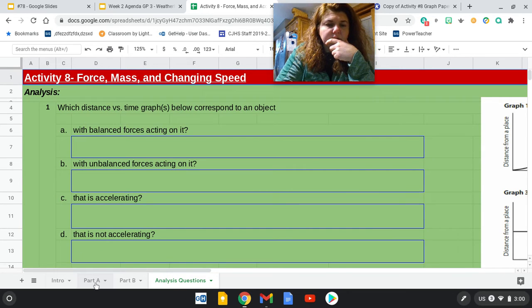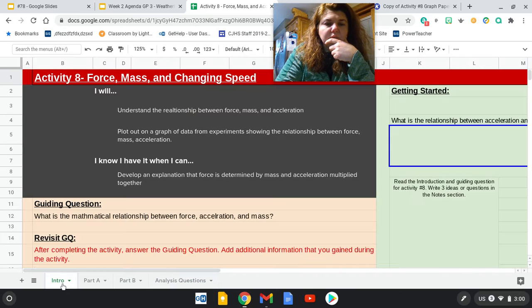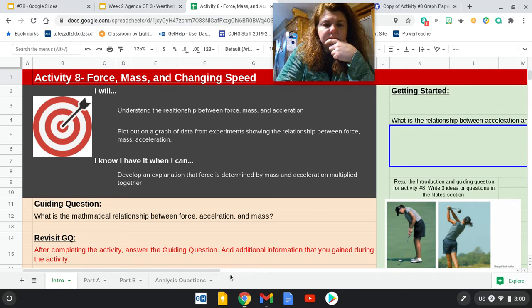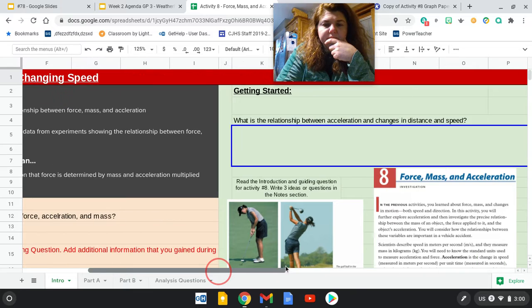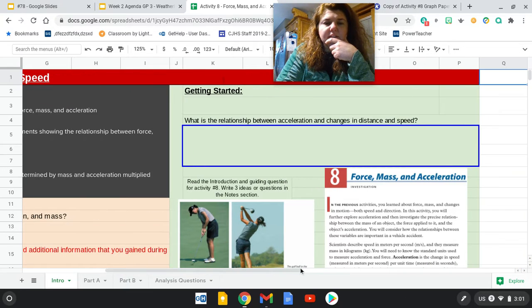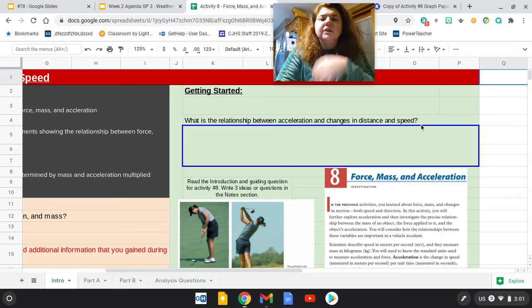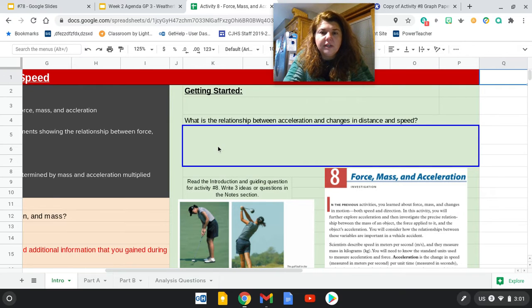Okay. I would like you to look at this getting started box right here and answer this question. It says, what is the relationship between acceleration and changes in distance and speed? There's really no wrong answer here. This is just getting your brains going and thinking today. But go ahead and answer this question to the best of your ability.